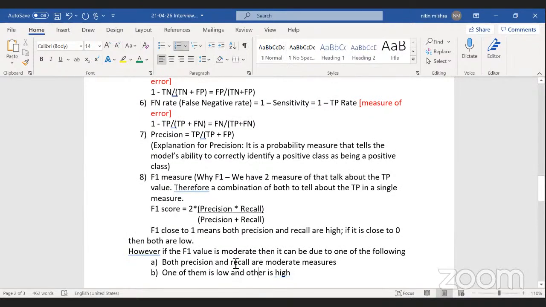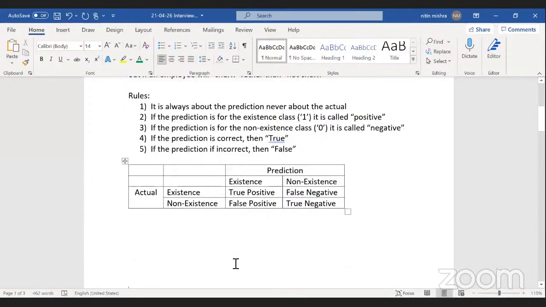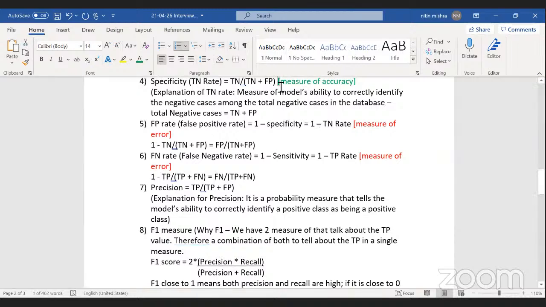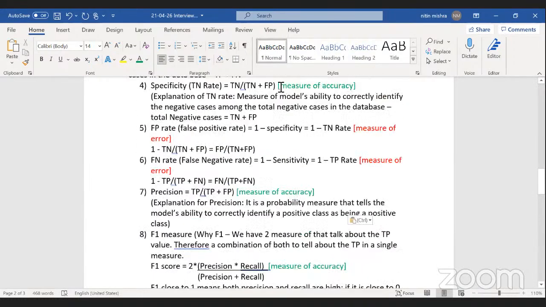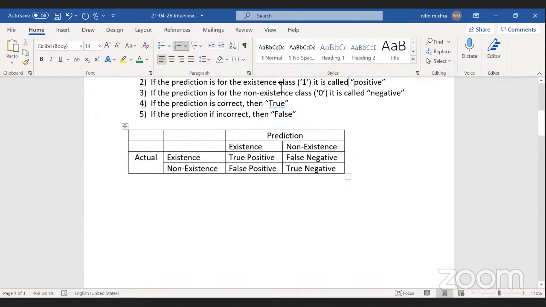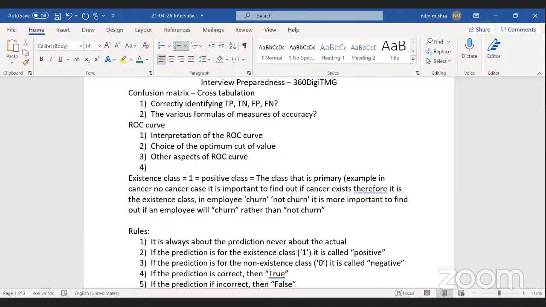All right. So that is so much about just the formula itself. Precision is also a measure of accuracy, and F1 score is also a measure of accuracy. All right. So we have measures of accuracy, measures of error, all these things are there. In the next class, we will discuss in a little more detail the ROC curve, its interpretation, and other aspects of the ROC curve.